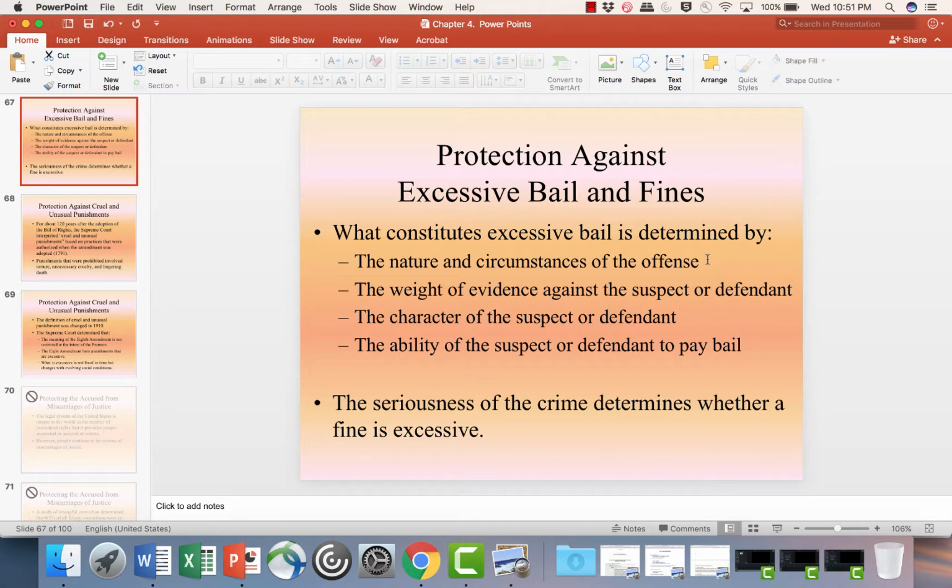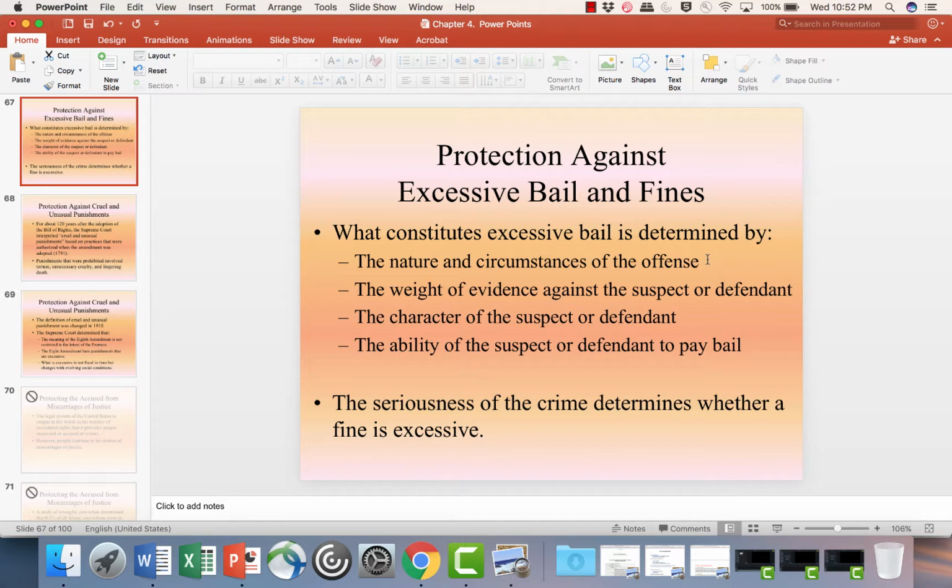So what happens is you can't say, oh, well, you're a drug kingpin and you have lots of access to cash, and because you have that, we're going to set your bail really, really high in the hopes that you can't get out. Well, that's not protected under the Eighth Amendment. You can't be excessive.